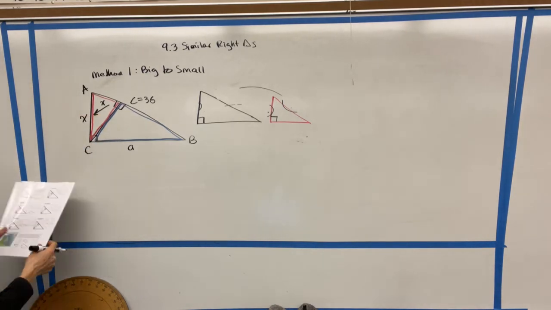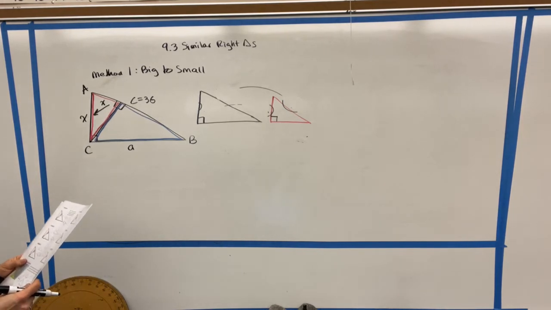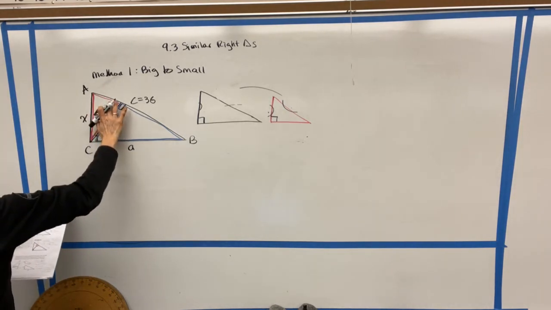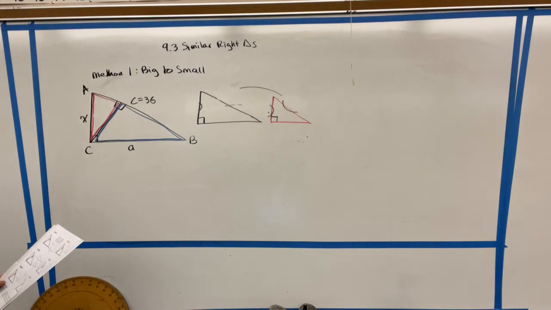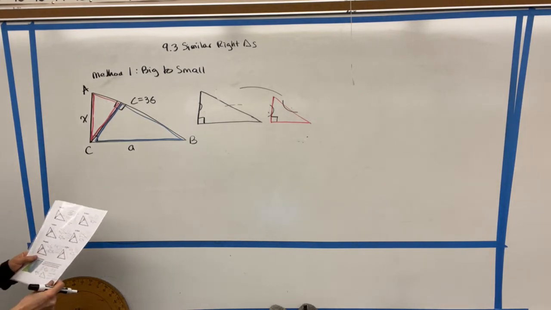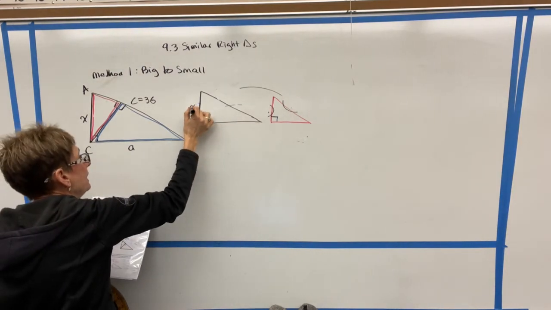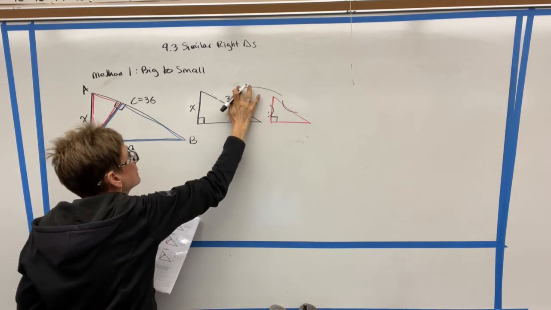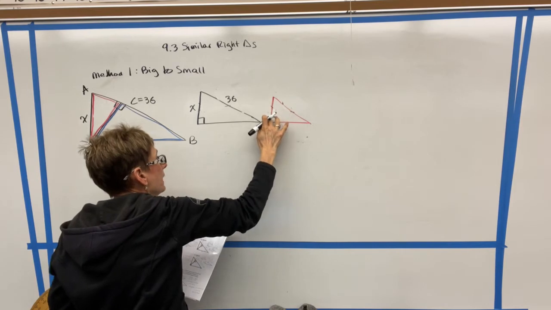And if I want to, I can compare the big triangle to the smallest one. And even though I don't have much information, I can solve for the missing sides. So if we label the large triangle, we're going to label it as having a short leg of x and a hypotenuse of 36.